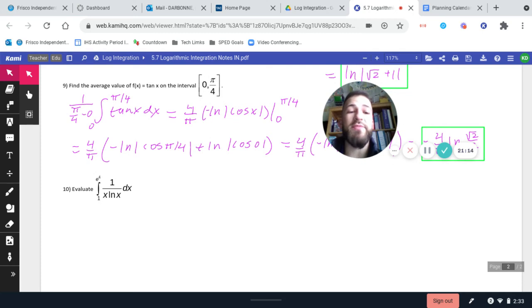Last but not least, y'all, and I'm going to try and not make this too long, number 10. So we're evaluating from 1 to e to the 4th of 1 over x natural log of x.